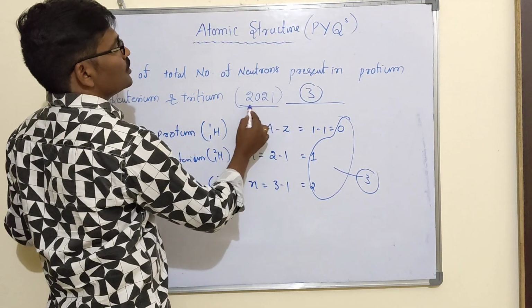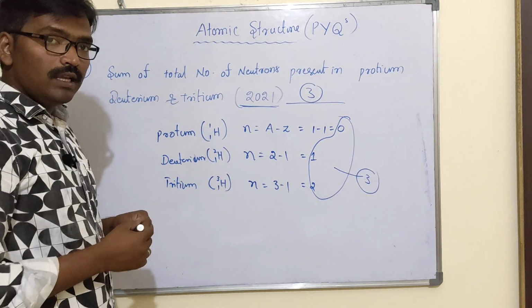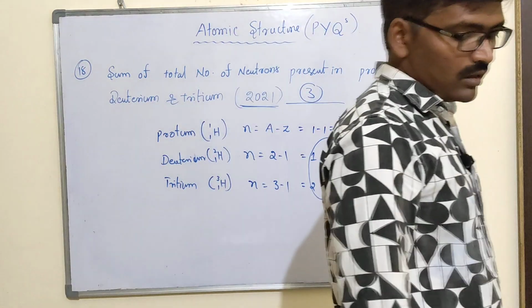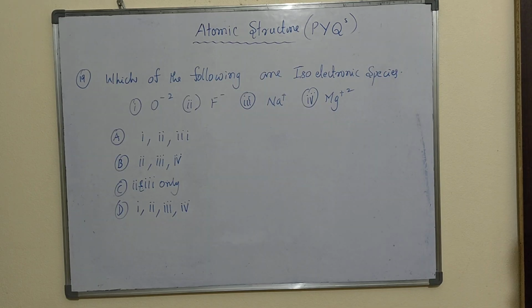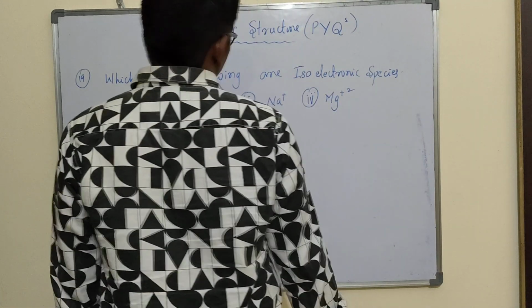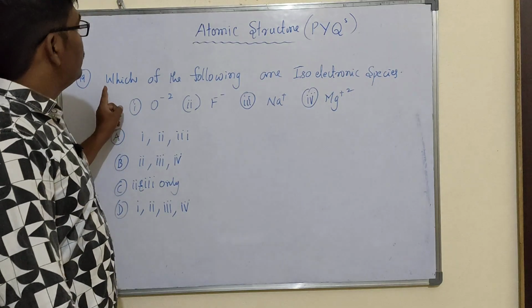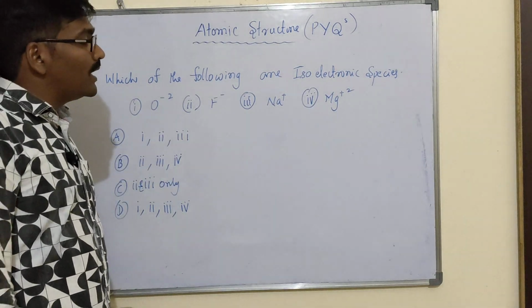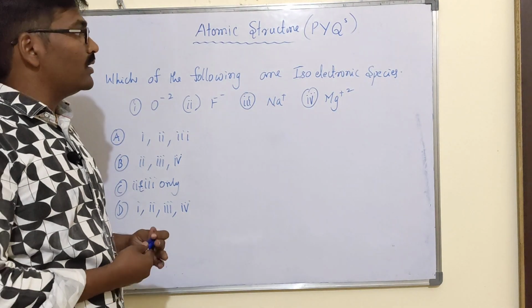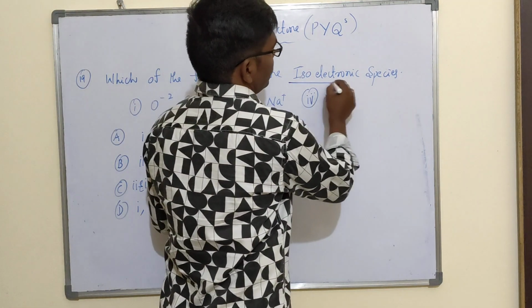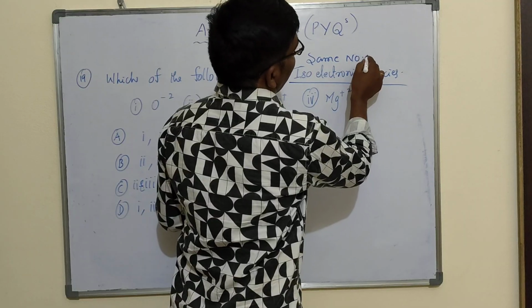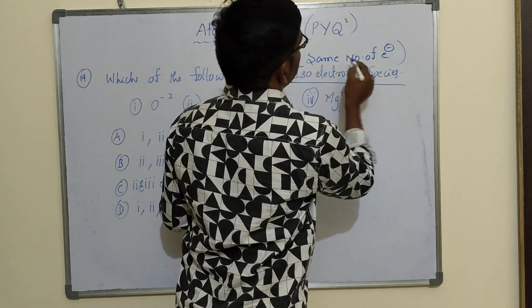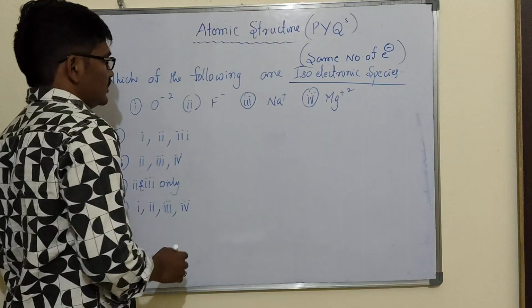So the answer for this is 3. This is a 2021 previous year Telangana state EAPCET question. So next question, look at this, my dear students, here is one of the EAPCET questions. Which of the following are isoelectronic species? Isoelectronic species means species containing the same number of electrons.